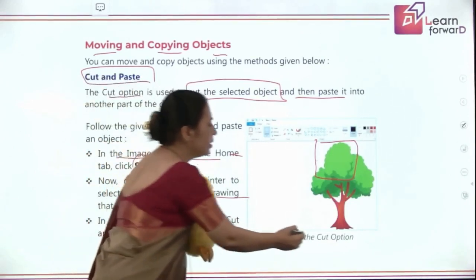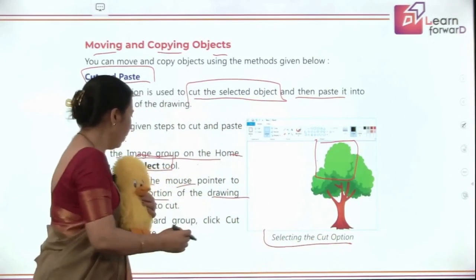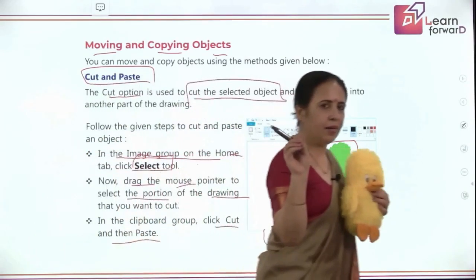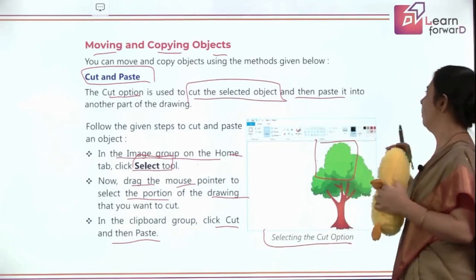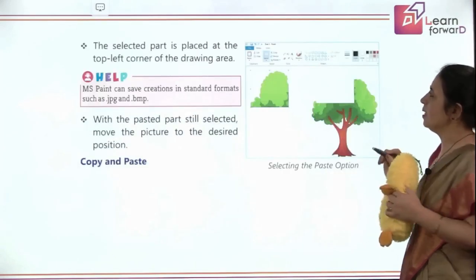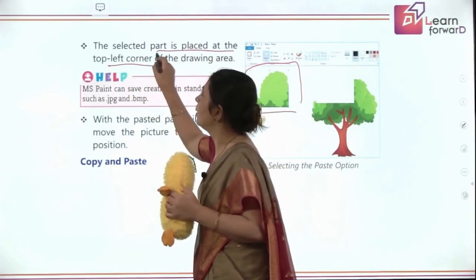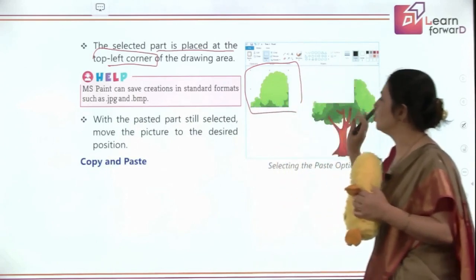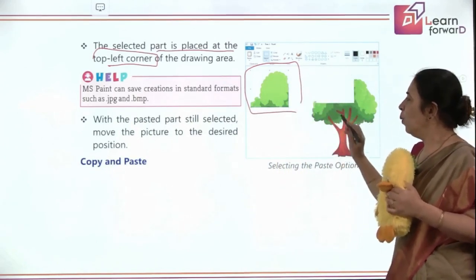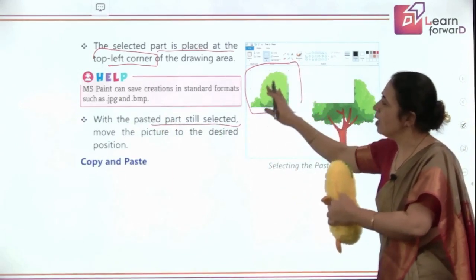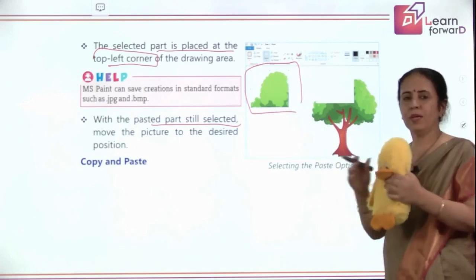So this is the cut option. Finally, you have to click on cut and we go to the particular part where we need to paste it, and it would be pasted in that region. The selected part is placed at that particular place where you need to paste it, and then when the pasted part is selected, we move the desired portion to that particular place.